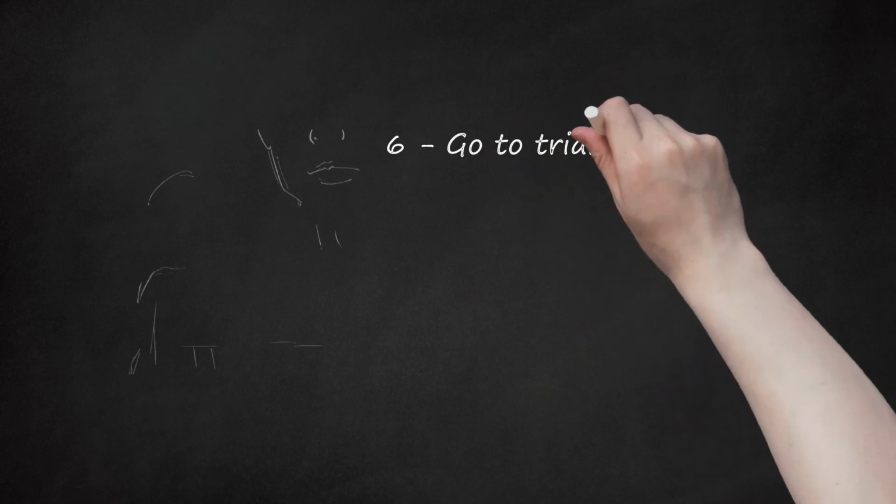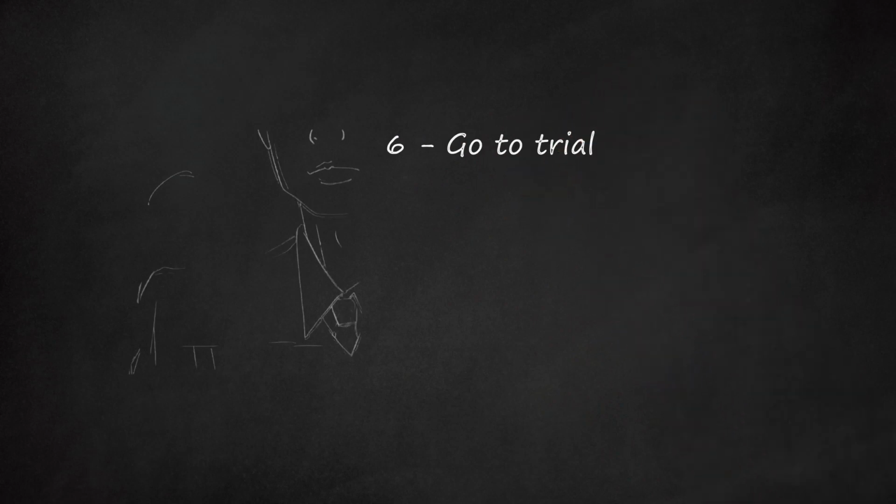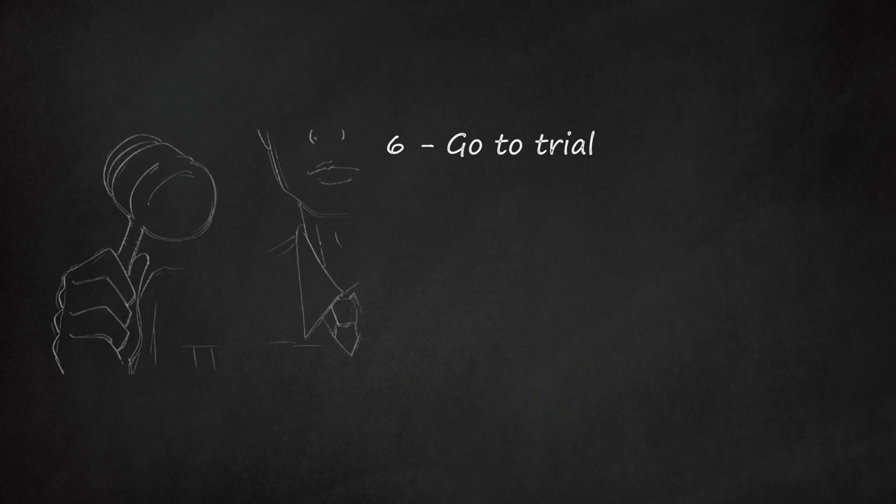6. Go to trial. If all else fails, you will go to trial and present your case in front of a judge or jury. If you choose to have a jury, you will conduct a process called voir dire in order to pick your jury. When trial begins, you and the other party will make opening statements, which tell the court about the case and how you expect it to go. Then you will present your case, which involves presenting evidence and calling witnesses to the stand.